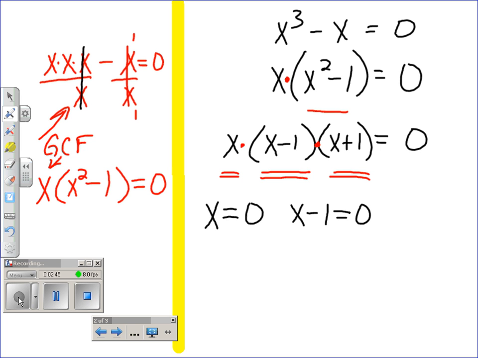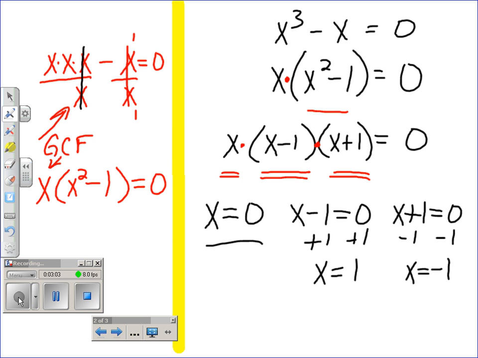My first factor, x equals 0. My second factor, x minus 1, is equal to 0. And my third factor, x plus 1, is equal to 0. I solve each of them. This one's done. This one I have to add 1 to, and I get x equals 1. And this one I have to subtract 1 from both sides and get x equals negative 1.